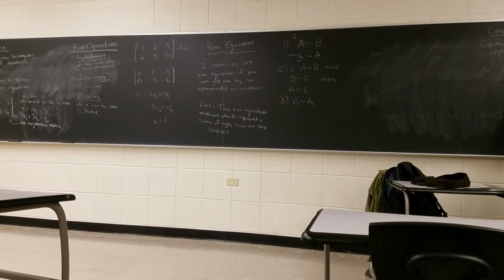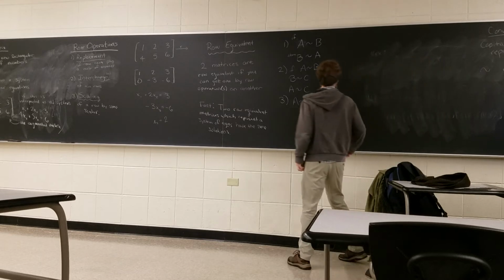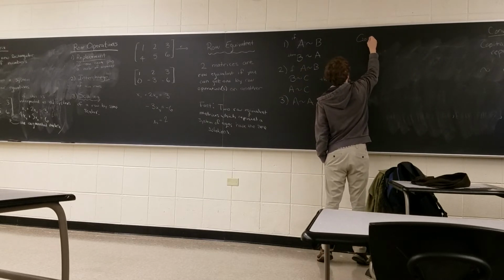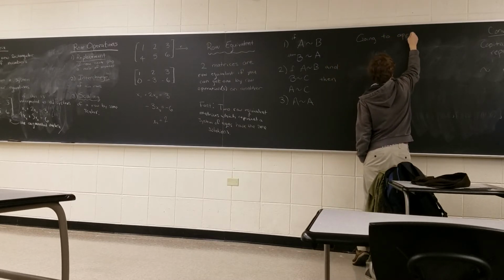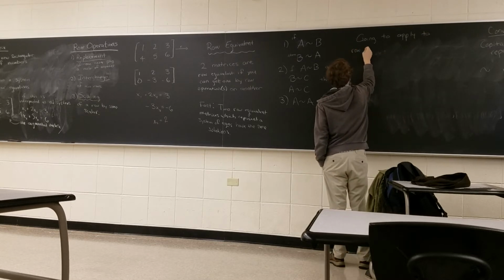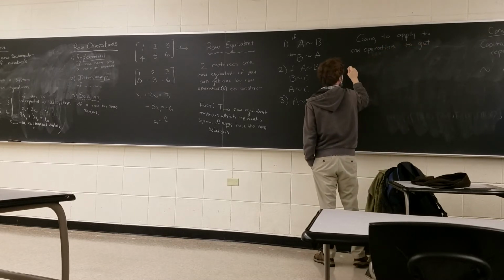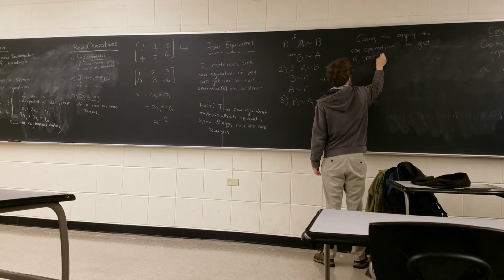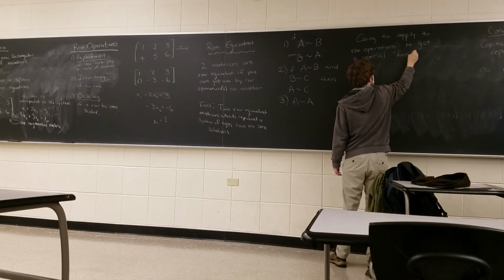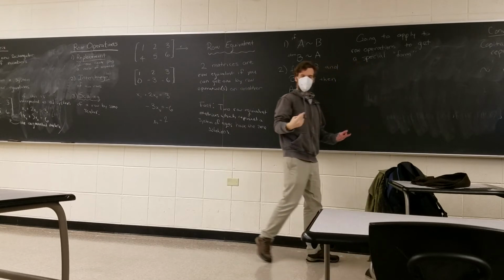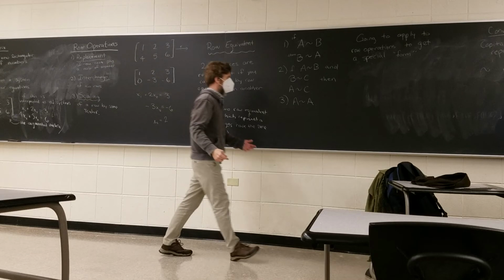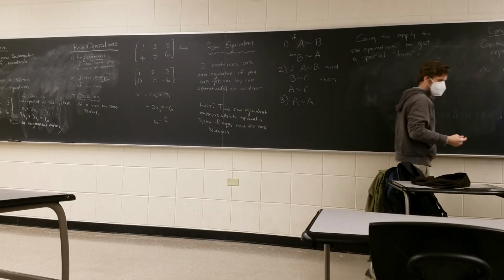Good. So, how do we use this? The way we're going to use this, and I'm going to try to do this through an example, is we're going to apply row operations to get our matrix into a special form. Okay? So I'm going to do this by way of an example.